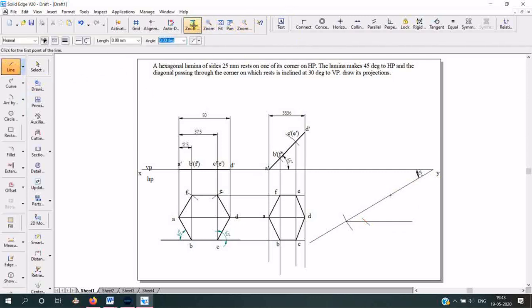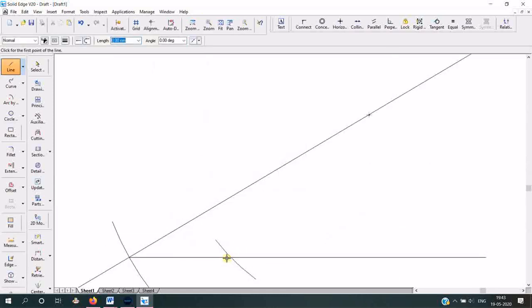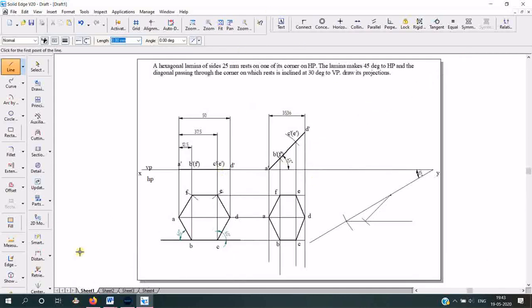So now construct the line. Now use the extend command. Extend up to the XY line. While constructing manually, use a scale and extend that from here to this XY line. It must be a straight, continuous line from here up to the XY line.